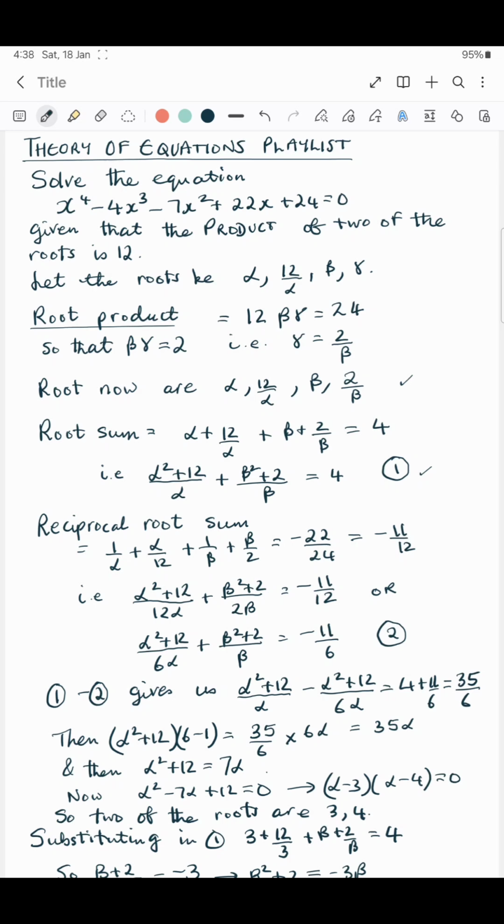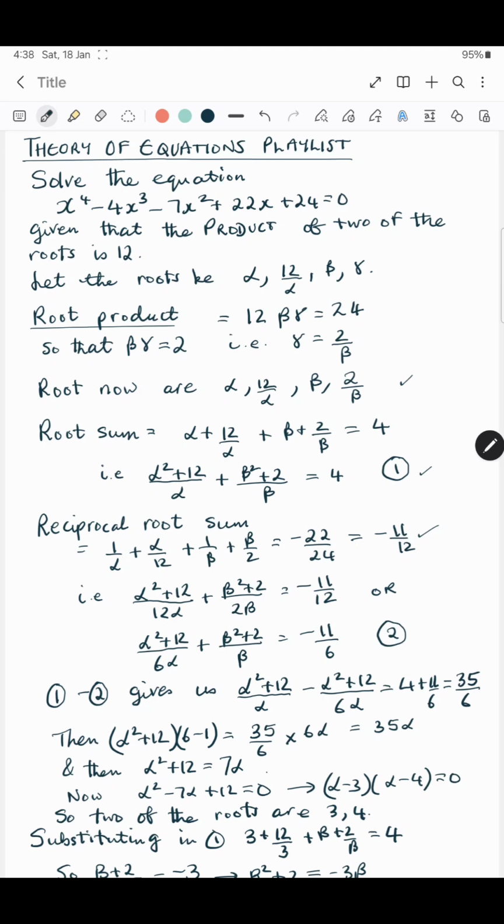We're going to use the reciprocal root sum. In other words, 1 over alpha plus alpha over 12 plus 1 over beta plus beta over 2. And that's got to come to minus 22 over 24 if you look at the original equation and see what the reciprocal equation would be. So, and that cancels down to minus 11 over 12.